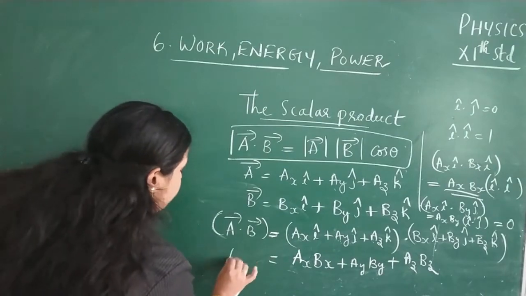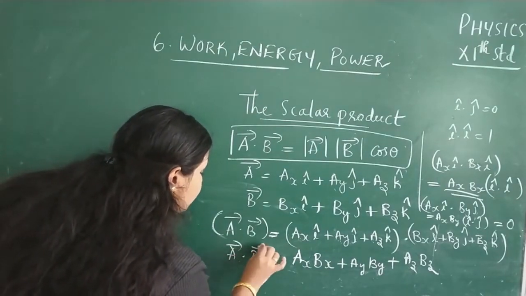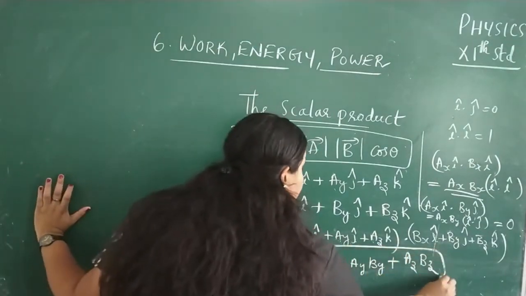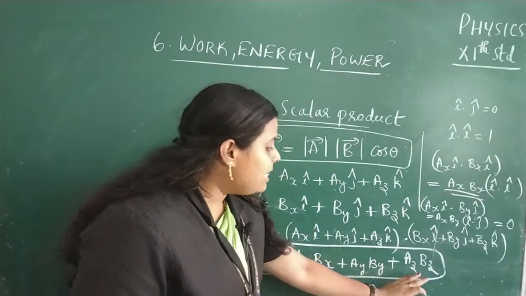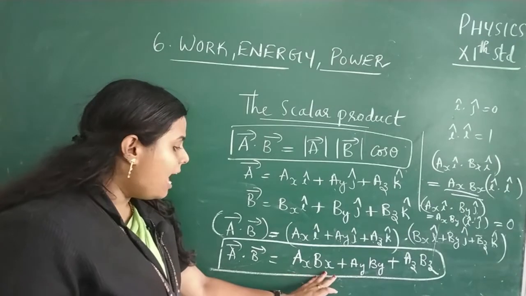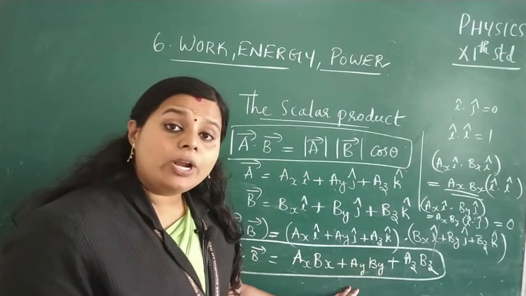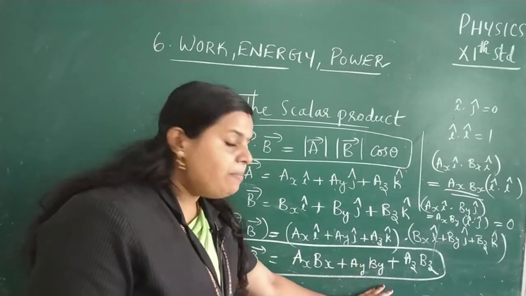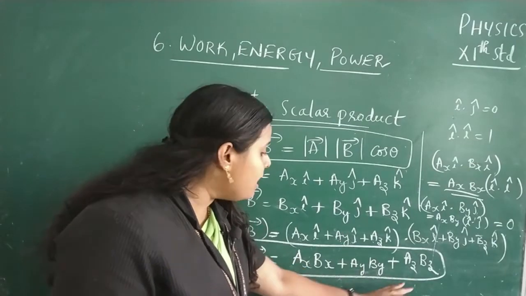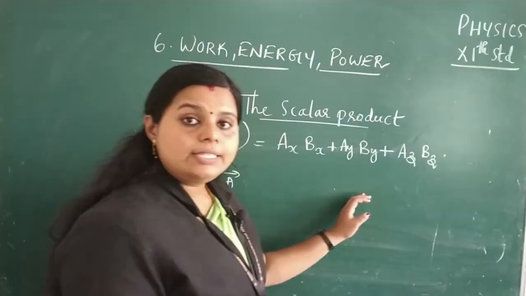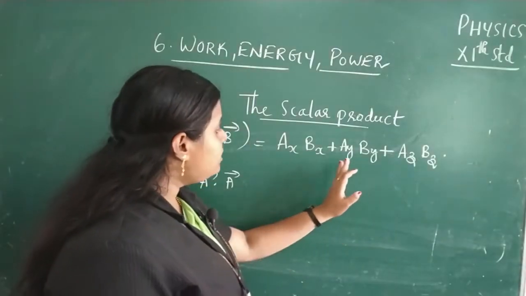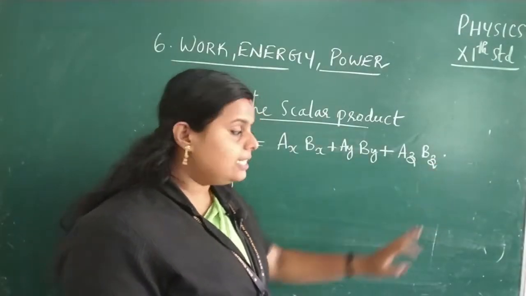So A dot B is equal to, when problems come, this is how we have to calculate: A dot B is equal to AX BX plus AY BY plus AZ BZ, where AX and BX are the x components of the vectors A and B, AY BY the y components of A and B, and AZ BZ the z components. Clear? So listen children, we wrote A dot B as AX BX plus AY BY plus AZ BZ.